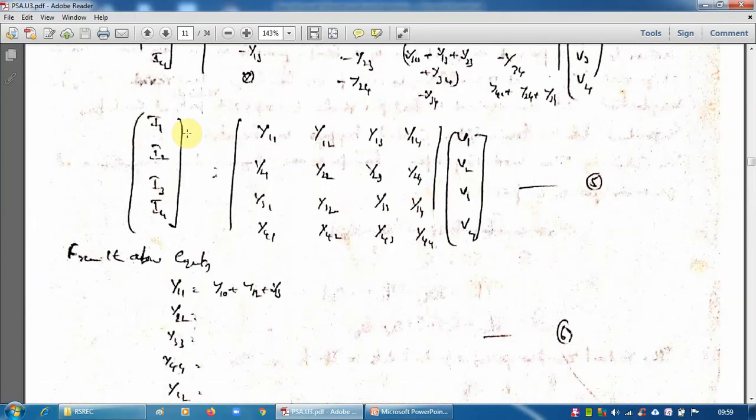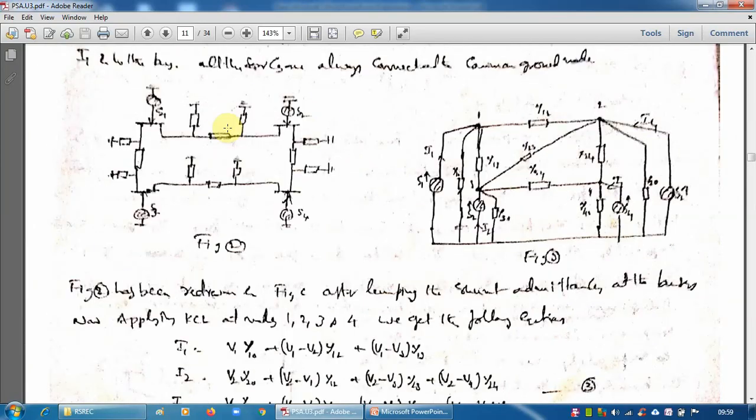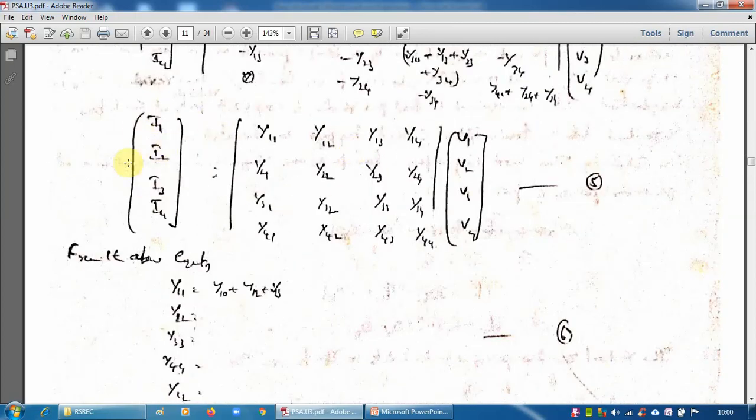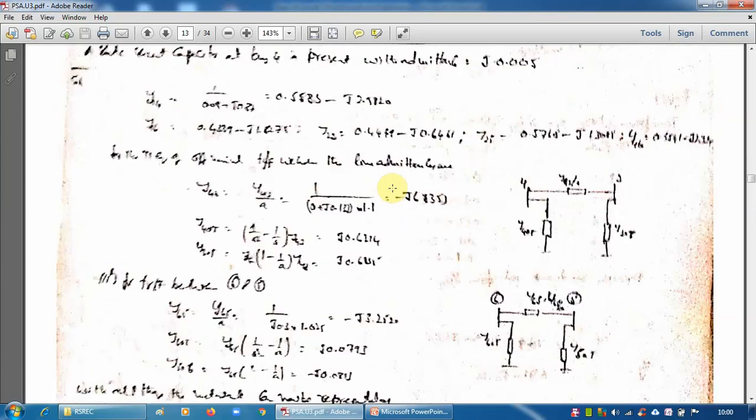You see this equation. For this system, if you write nodal equations at all the buses and arrange those nodal equations in matrix form, you will finally get these equations. I1 equal to Y11 V1 plus Y12 V2 plus Y13 V3 plus Y14 V4. Similarly I2. Like that, if all are expressed in matrix form, this is nothing but I bus column matrix equal to Y bus into V bus. This is the performance equation, already known to you. The same thing is written here.